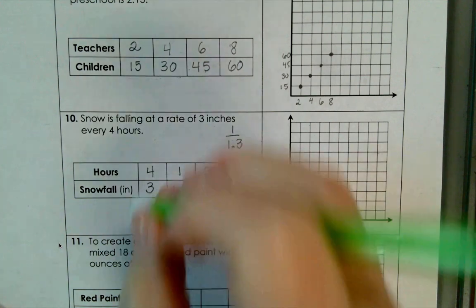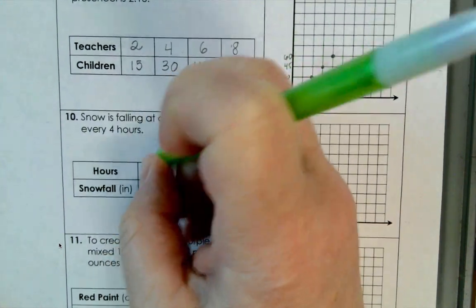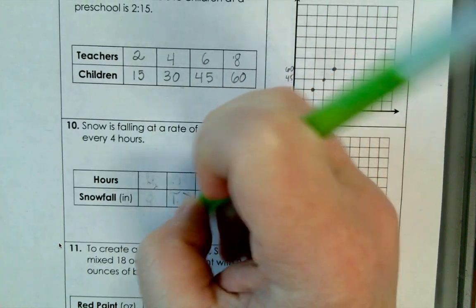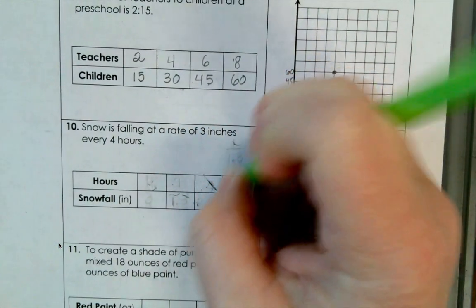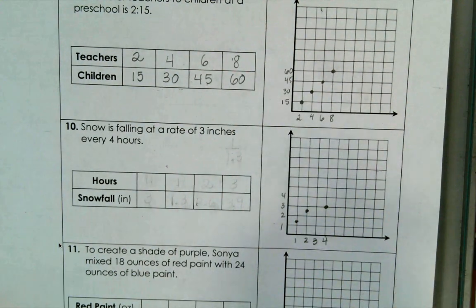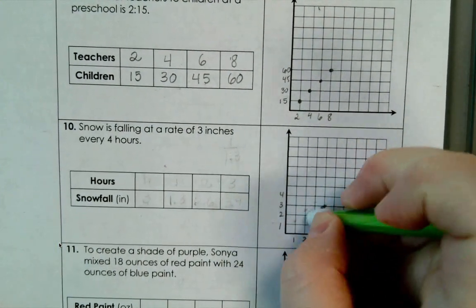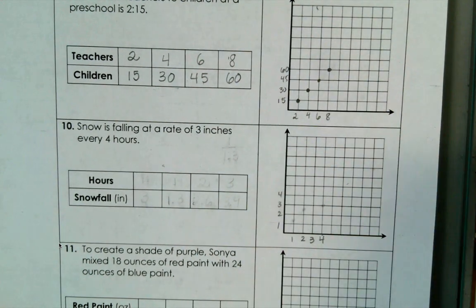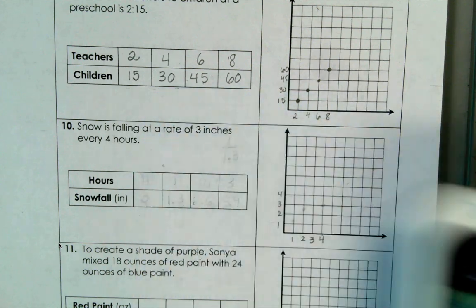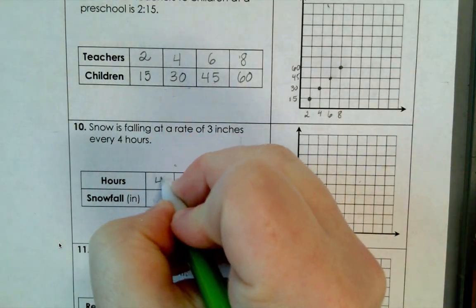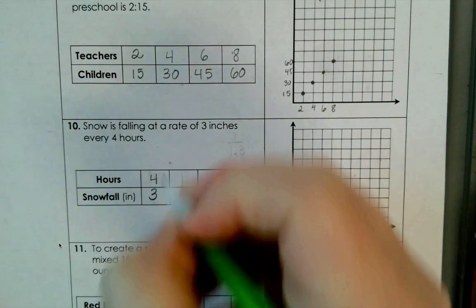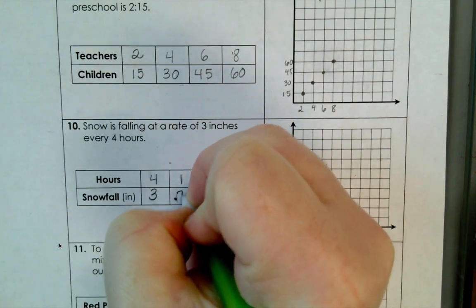So we have to figure this one out. That's not cool. Maybe I did this backward. Let's say this. 3 divided by 4. Maybe that's what I need. Okay. So in 1 hour, I have 0.75.